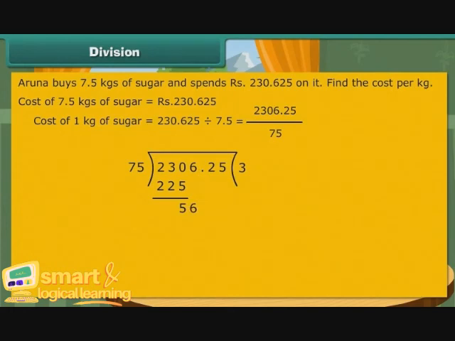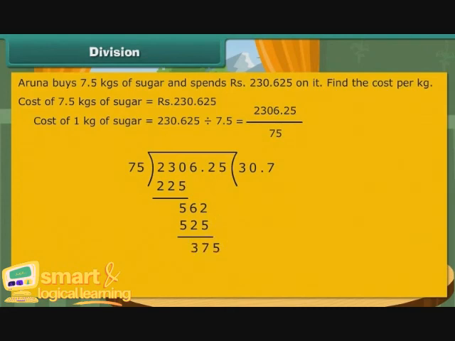Bring 6 down. The new number formed is 56. 56 cannot hold 75. So write 0 to the right of 3. Bring 2 also down. Since 2 appears after the decimal point, place a decimal point to the right of 0. The new number 562 holds 7 times 75, that is 525. Subtract and write the difference, 37 below.